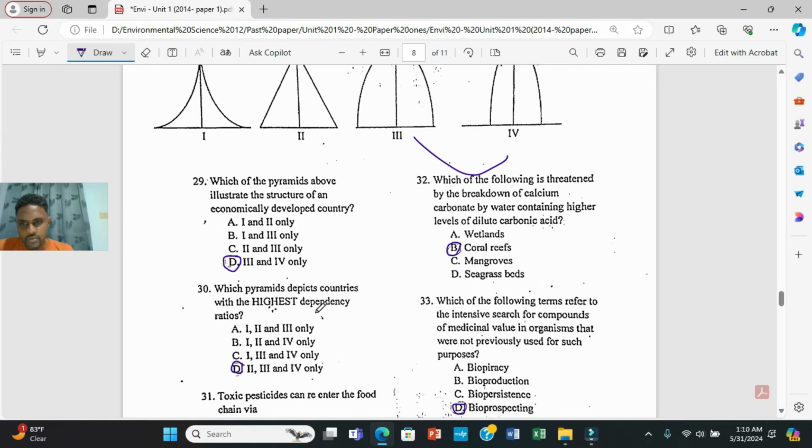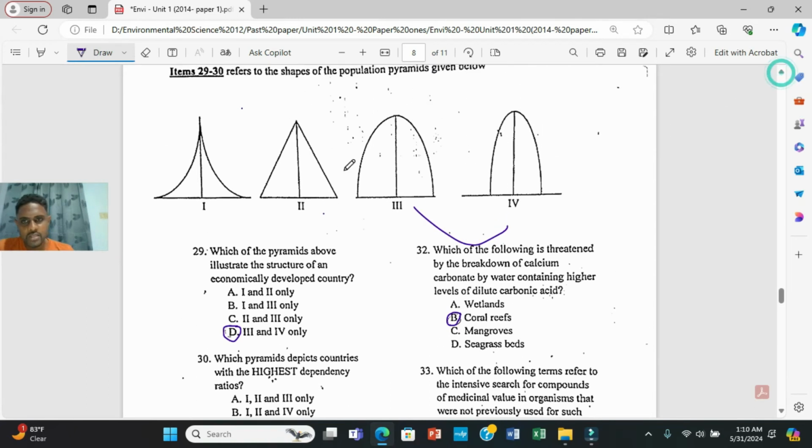Which pyramid depicts a country with the highest dependency ratio? And that would be 2, 3, and 4. So even though they are developed, guys, they have a broad base here. Means they have a lot of births. And when they have births, it means that parents have to take care of their children. And of course, when persons are living longer, the government has to provide more pension to take care of the elderly. So they are dependents as well. Number 31.